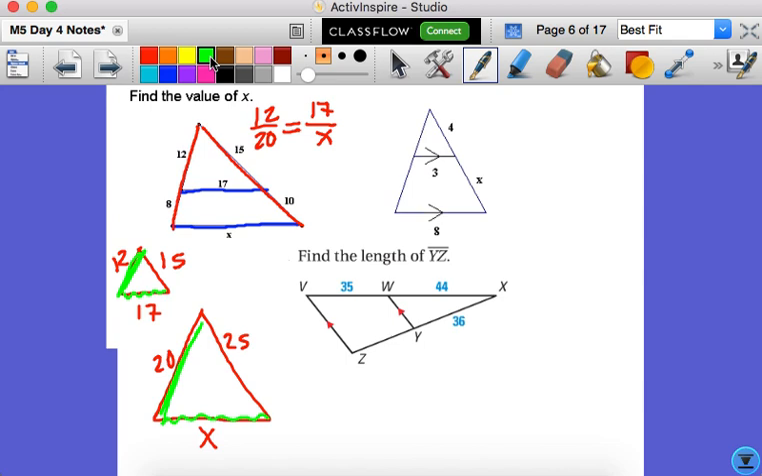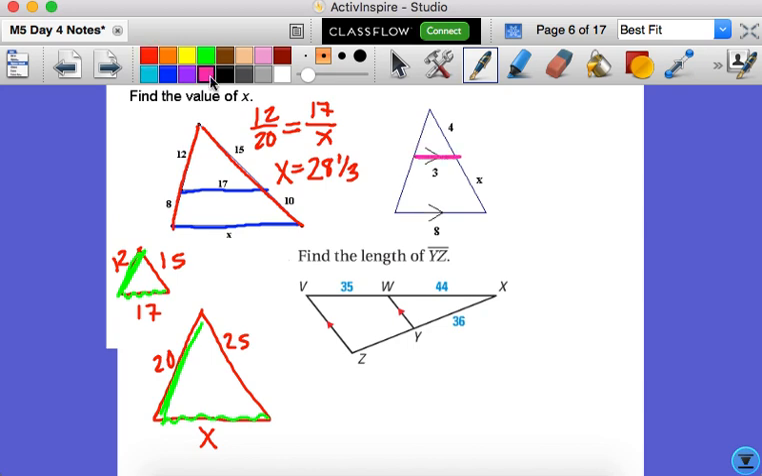So when I cross multiply here, 17 times 20 is 340. That's going to be divided by that 12. So I'm going to end up with an x value of 28 and 1/3. So notice we did not use that new proportionality theorem here because we were looking for one of those parallel bases. So we have to be very, very careful with that. Same thing for the triangle over here.